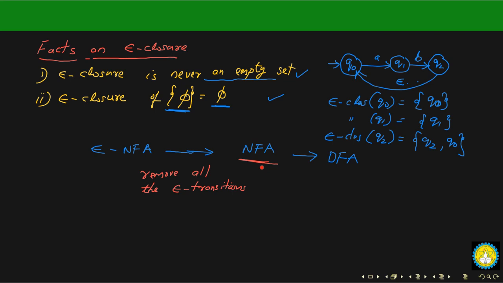And remember, there is a method for directly converting an epsilon-NFA to the DFA itself. So we may not apply the two-step process, that is, converting an epsilon-NFA to NFA and then an NFA to DFA. Instead, we can convert an epsilon-NFA directly to a DFA. We'll look at a couple of examples for all this.